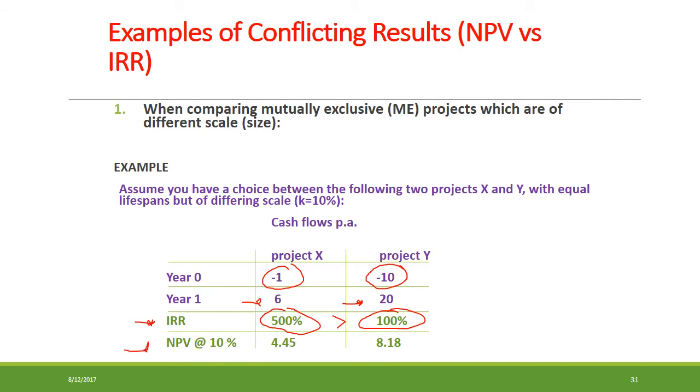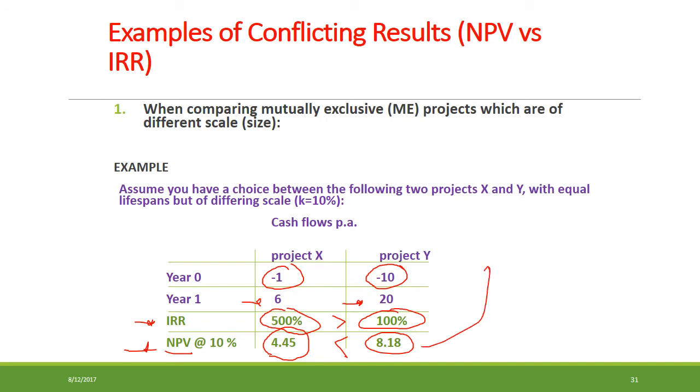But if we look at the NPV, at a 10% discount rate, the NPV gives us $4.45 for Project X and $8.18 for Project Y. So in this case, the NPV method favors Project Y. So there's a disagreement between the NPV method and the IRR method.